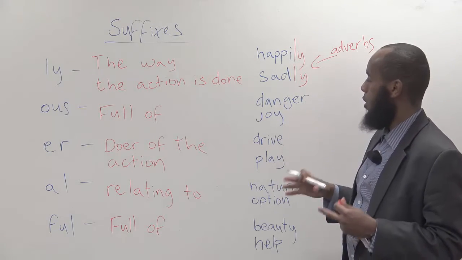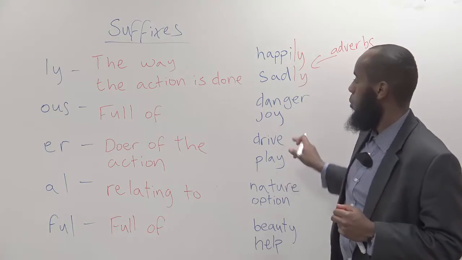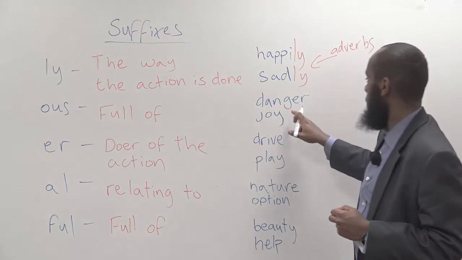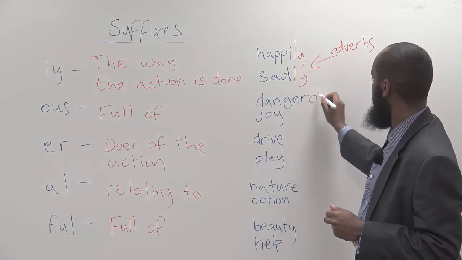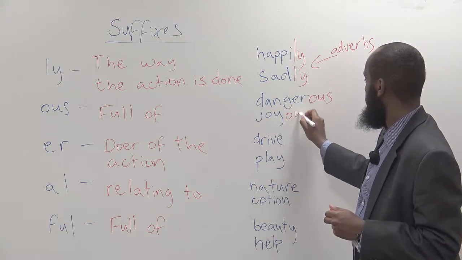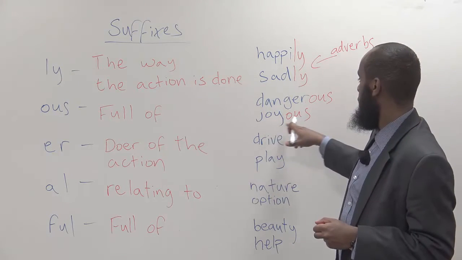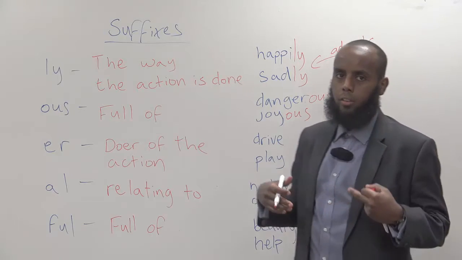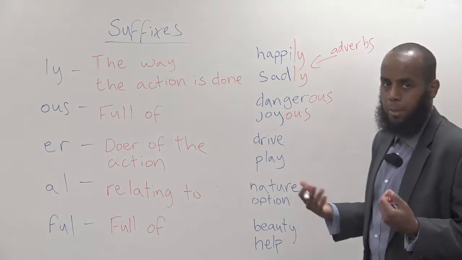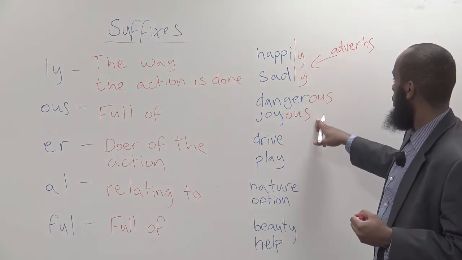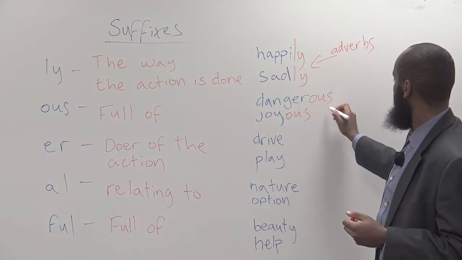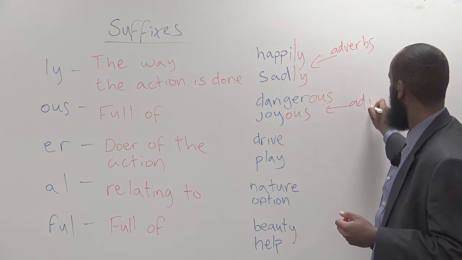Danger and joy. These are two nouns. So we will add ous at the end of these two nouns. Dangerous, joyous. So dangerous is something which is harmful, and joyous is something which is happy. It's a happier occasion. So they both became adjectives, right?